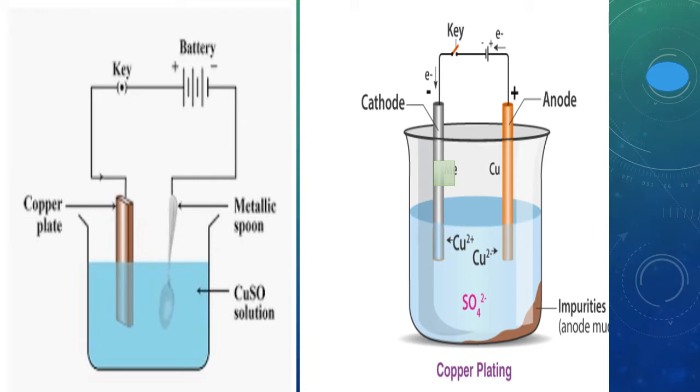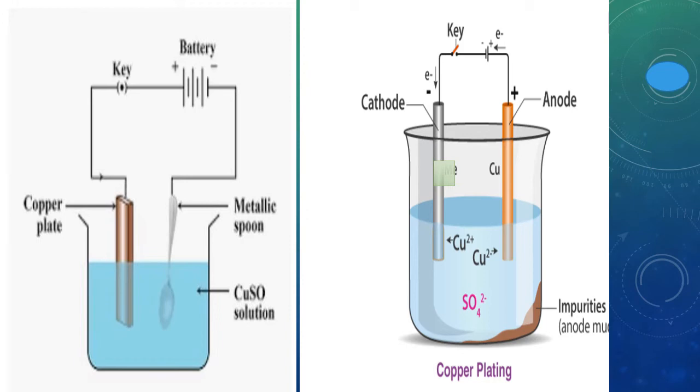Now there are many more applications of electrolysis. One application we have just discussed, that is electroplating. The second application of electrolysis is decomposition of chemical compounds. When current passes through an aqueous solution of any chemical compound, the compound decomposes into its respective ions.